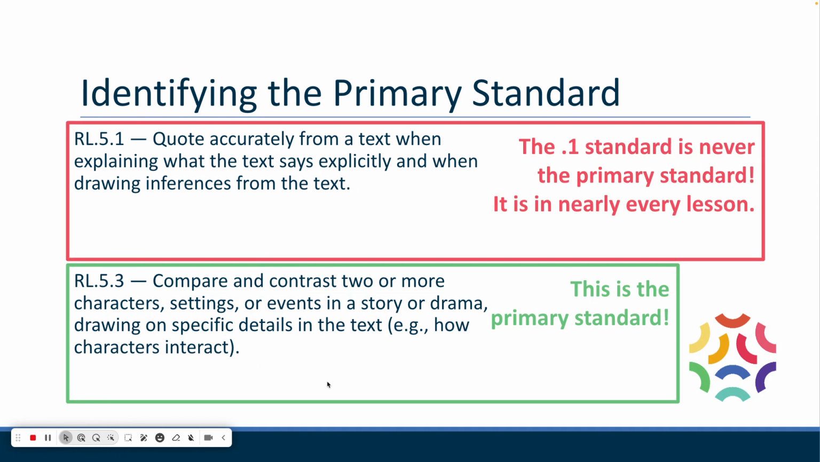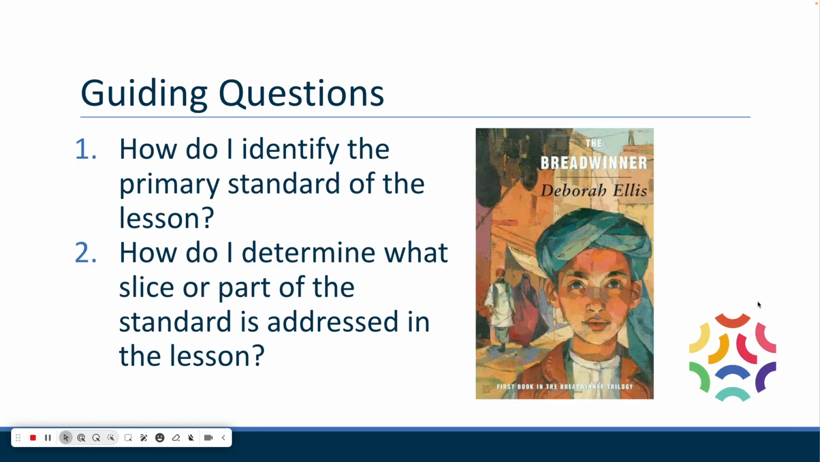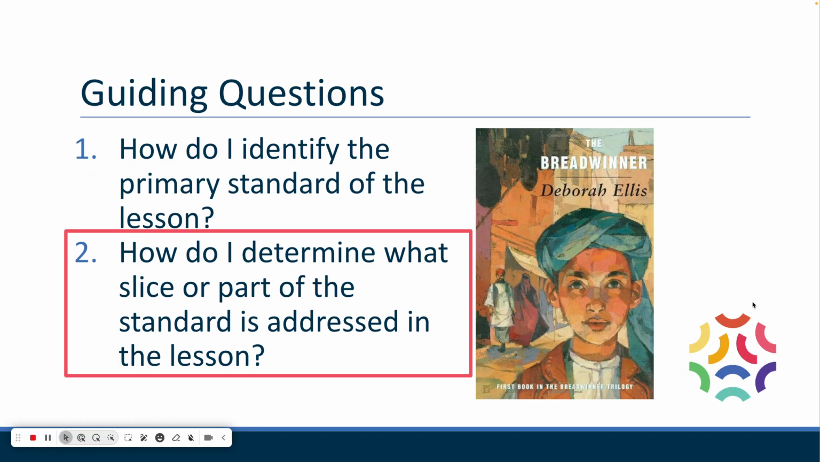We also know that RL.5.1 or any of the .1 standards are not typically the primary standard because this is the standard that requires students to find evidence from the text. This is something that students are doing in every single lesson regardless of the skill focus. So, now that we know the primary standard is RL.5.3, we can look at how to answer the next question. What slice or part of the standard is being addressed?